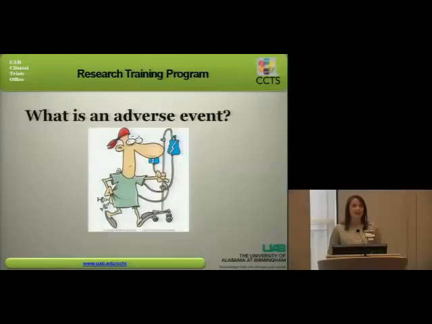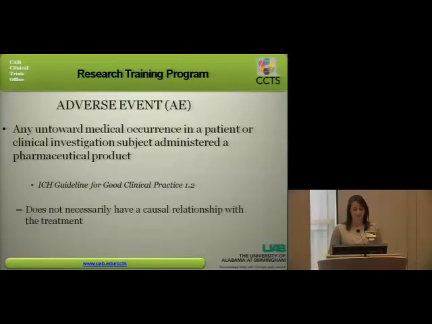So what is an adverse event? An adverse event, or an AE, is any untoward medical occurrence in a patient or clinical investigation subject administered a pharmaceutical product. It does not necessarily have a causal relationship with the treatment.